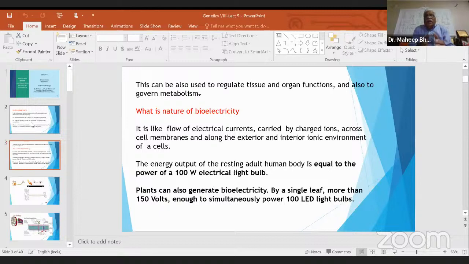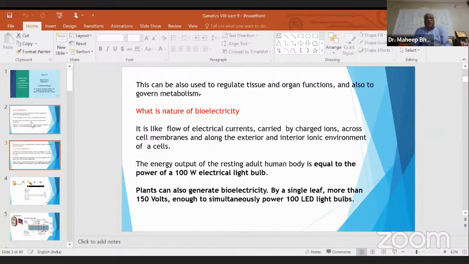The cell requires these ions for various functions. For example, the muscle cell requires calcium ions and magnesium ions for its functions. Nerve cells require sodium, potassium and chlorine for their functions. And similarly, the other cells. Skin cells require zinc mainly for their functions.